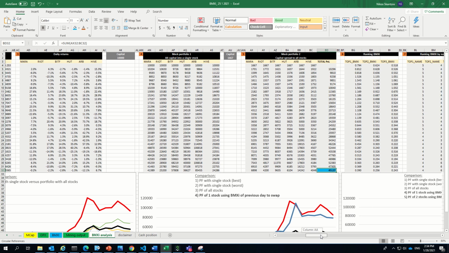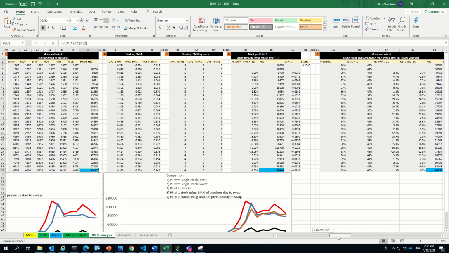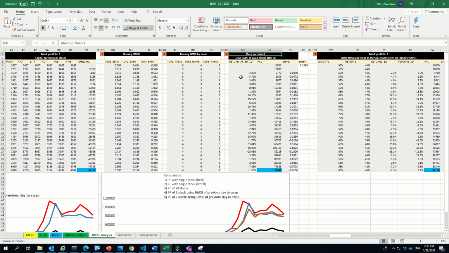But now it starts getting interesting, because now I'm going to start using BMXI. So here I go to this portfolio where I say, okay, what would happen now if I don't make this choice, this gambling of putting all my money into one stock or diversifying fully, but what would happen if I just use BMXI blindly and put all my money into the top BMXI stock every day? So here I made a ranking of the top three BMXI. These are the top three values coming off BMXI for every one of these dates.